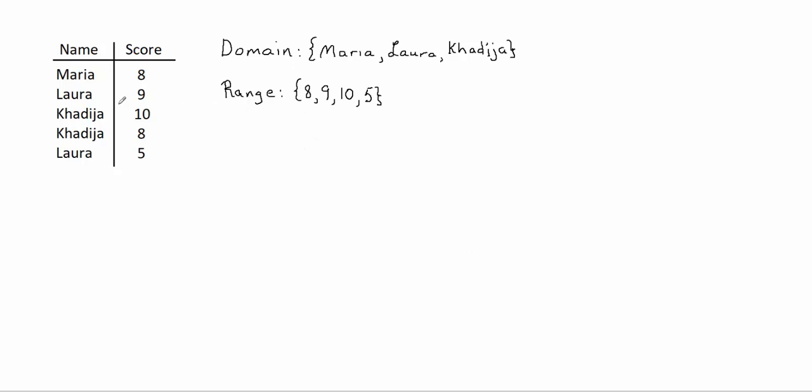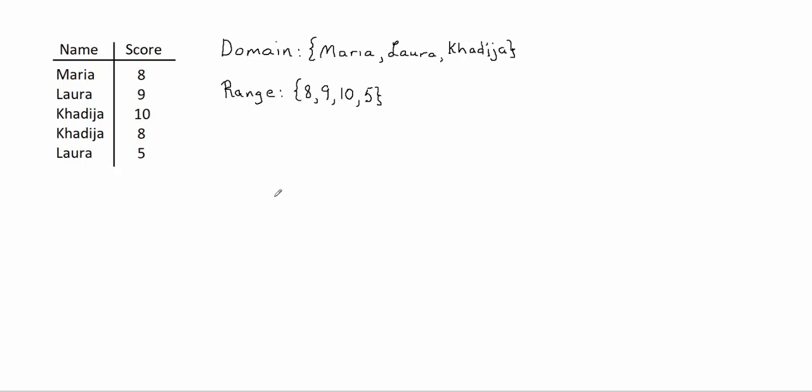It also doesn't matter what order the correspondences of the relation are written in or what order the domain and range elements are written in. I could move the correspondence of the name Maria to the score 8, and this doesn't change the relation at all. Similarly, if I were to write the domain with Laura first, and then Khadijah and Maria, this is the exact same domain. This does not change the domain at all because the order of the domain elements does not matter. Similarly for the range.